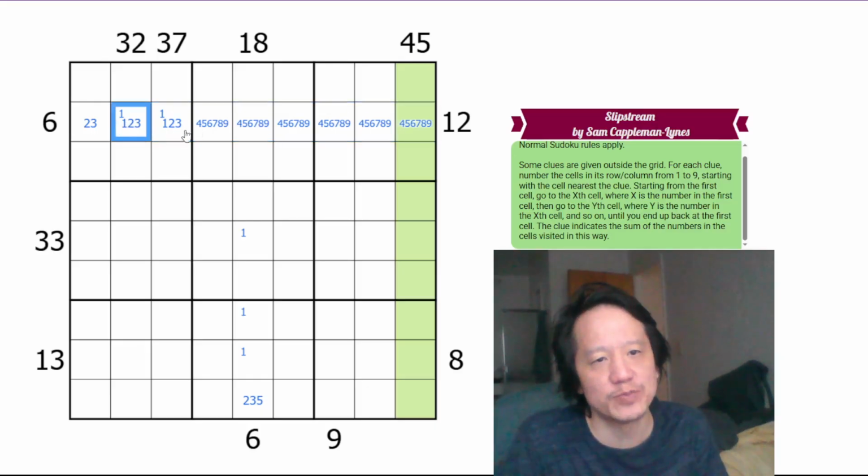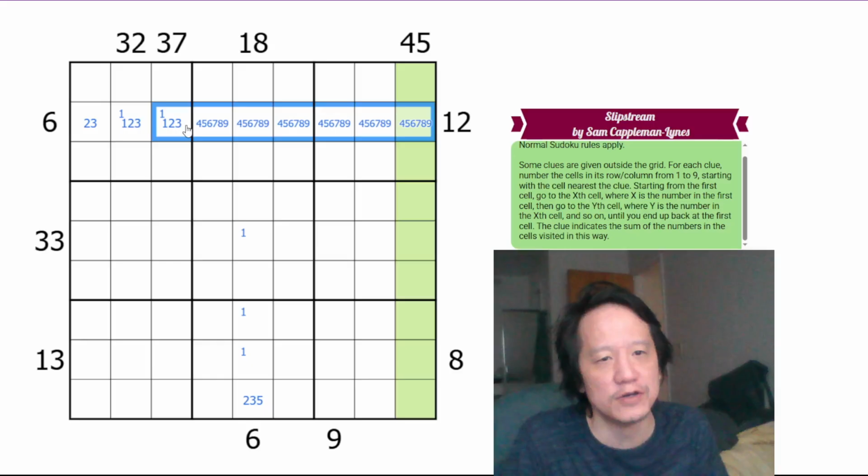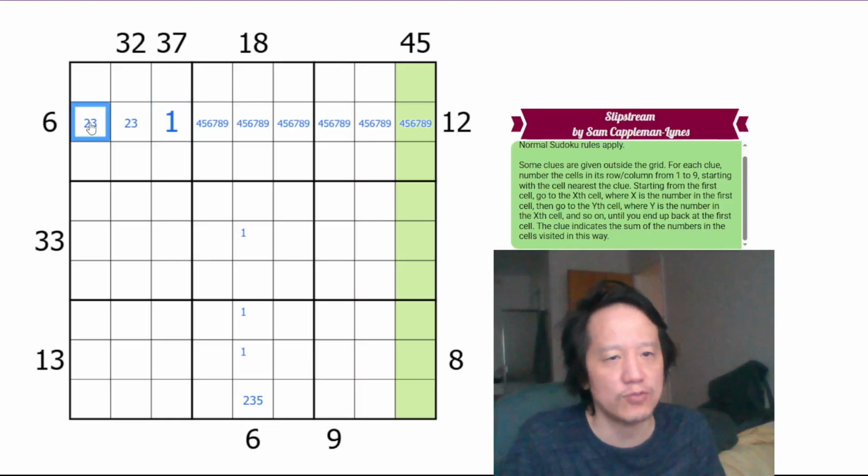Because if it's in the 8th spot, it would require 1 and 3, and we know 1 and 3 is not allowed in the rest of that row. So it must be 7, eventually going back to 1. So that's 1, which means this can't be 1. This cannot be 3, because if it goes to 3 and then 1, it would add up to 4. So this must be 2, which makes this 3.